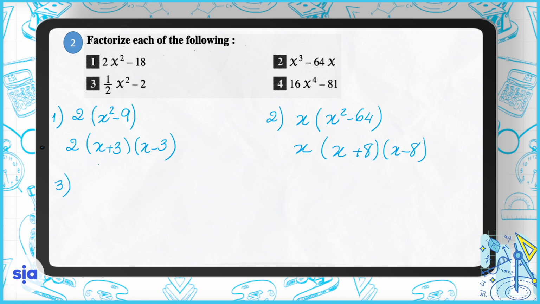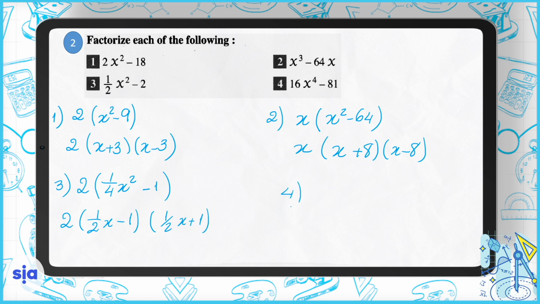Question 3. Half x squared minus 2. Half does not have a square root. 2 does not have a square root. We're going to take 2 outside as a common factor. Half divided by 2 is 1 over 4 x squared. 2 divided by 2 is 1. So difference of 2 squares, this is half x minus 1 and half x plus 1.